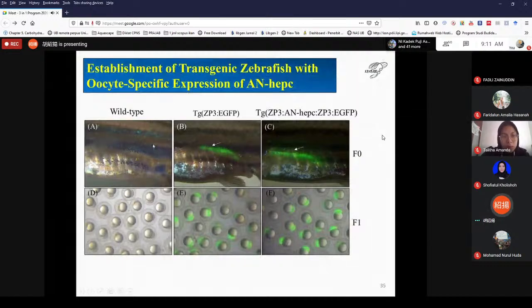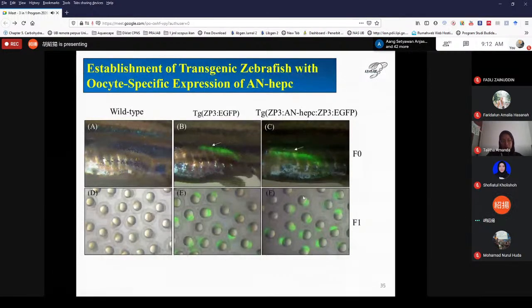So first, we establish the transgenic fish. You can see here, this one is a wild type fish, and this is a transgenic fish. We use the GFP as an indicator, so when you see the GFP, you know that it expresses the hepcidin, but we still need to confirm that. In the upper line, the F0, it means we inject the embryo and grow up. In the F0, we can already see the GFP expressed. After mating and getting the offspring, the F1, you can see there is maternal expression, so the embryo has GFP expression. It means the egg also contains the peptide.